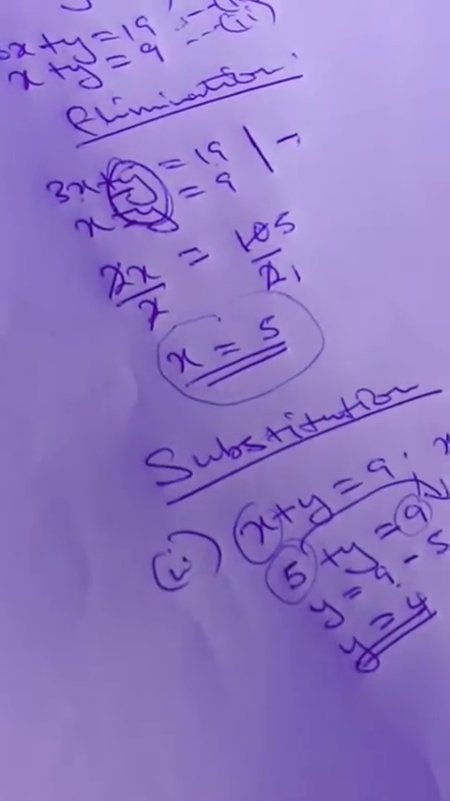So we are going to take 5 to this side. As you know, in an equation, whenever you take a number to the other side, its sign automatically changes. So we are going to have negative 5. y is equal to 9 minus 5. Then the value for y is 4, and the value for x is 5. If you do it like this, you have solved your simultaneous equations correctly.